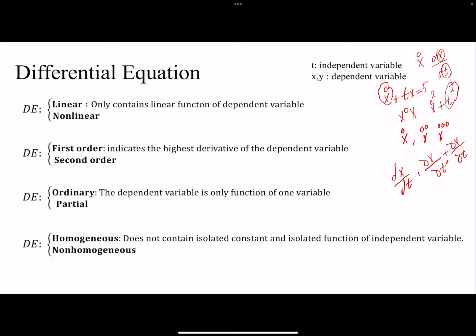And then at the end we have homogeneous and non-homogeneous, whether we have isolated components of our independent variable or not. If at the end I have, let's say, 5t here, that makes it non-homogeneous. If it's 0, then our equation would be homogeneous.